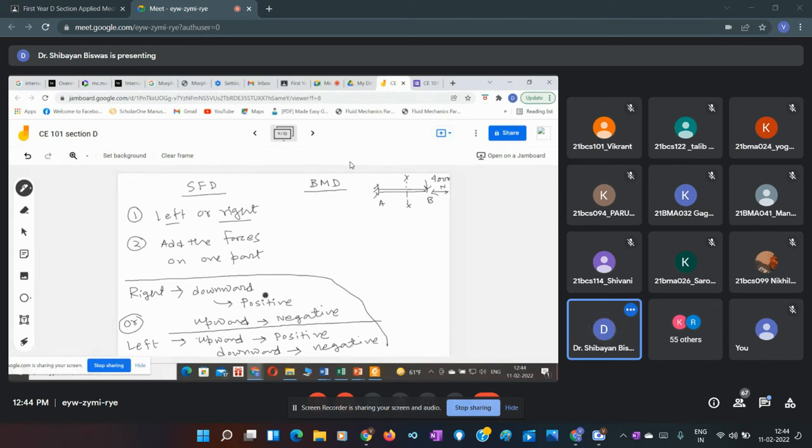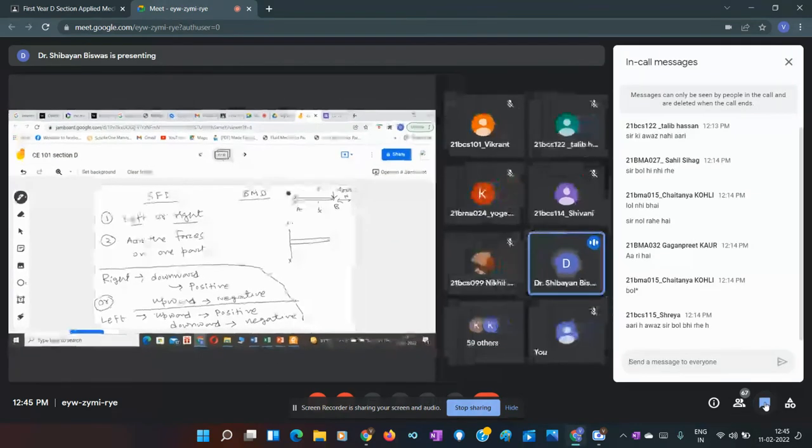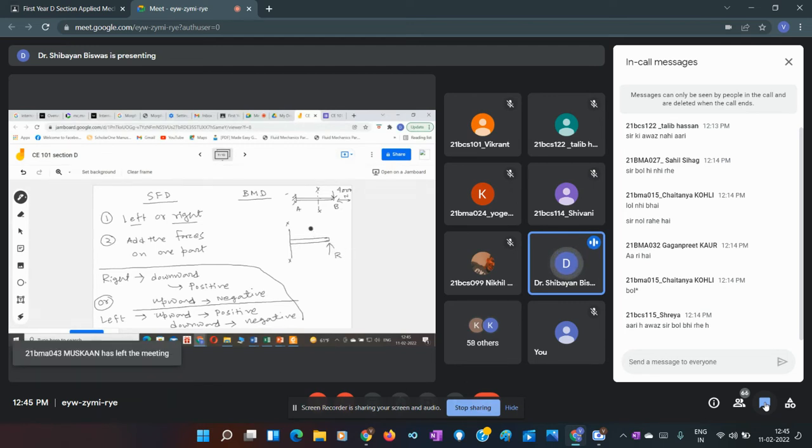Okay, so if this is fine, then suppose this is a section and here the right part is acting for any beam. We are not talking about this one, we are talking about any case for an example purpose. Suppose one force is acting here, one force is acting here, and one force is acting here. So what will be the shear force for this section XX?